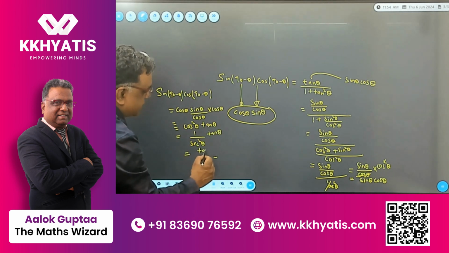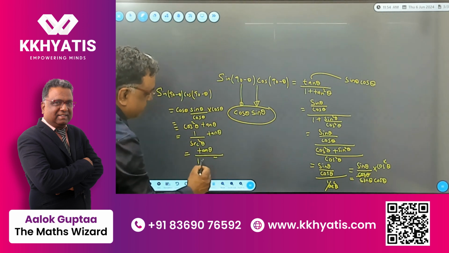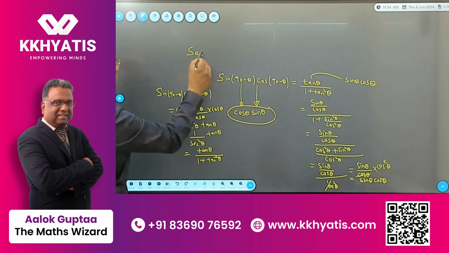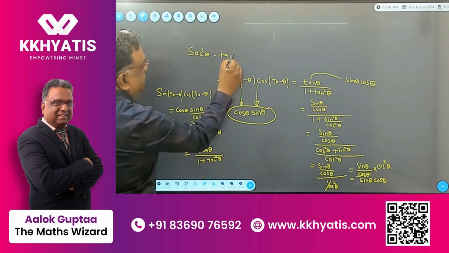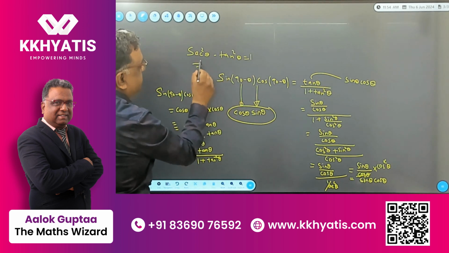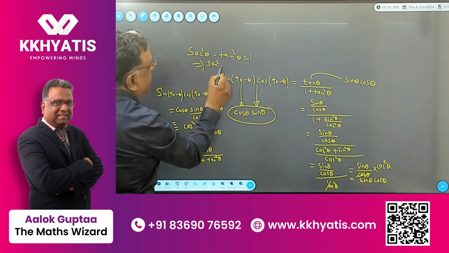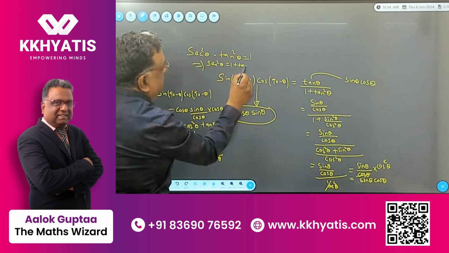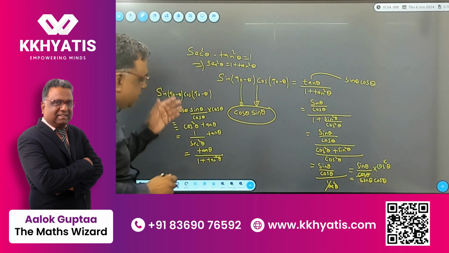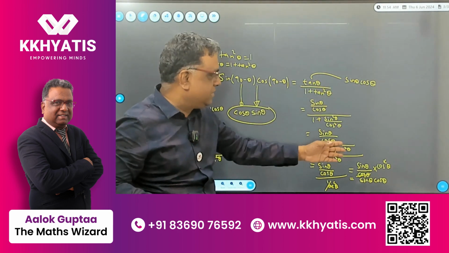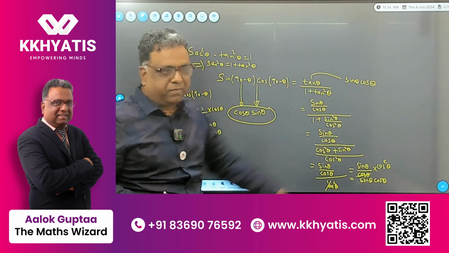And now I know sec square theta is what? Nothing but 1 plus tan square theta. Why? Because I know the identity sec square theta minus tan square theta is 1. What does this imply? Sec square theta equals, if I take tan square theta on that side, 1 plus tan square theta. So see, here you don't have to prove this side also as sine theta cos theta. It will save almost 30 seconds or 1 minute of yours.